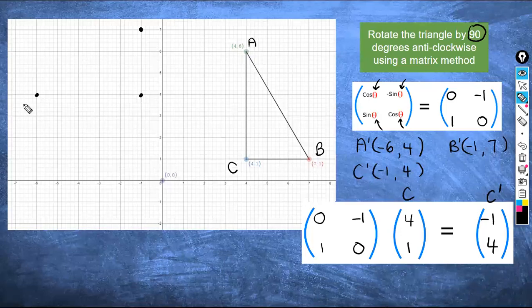So we put in the values here, right? (-6, 4). On top here is B prime. Down here is C prime, (-1, 4). Let me write that out of the way.